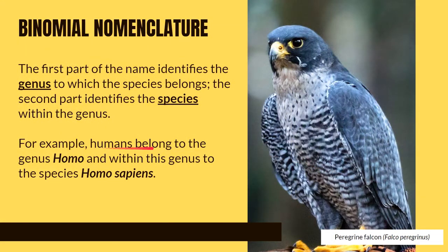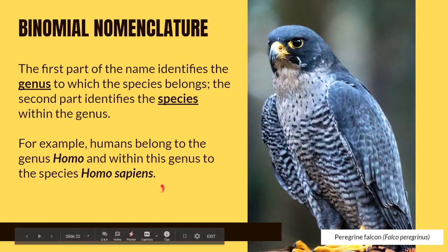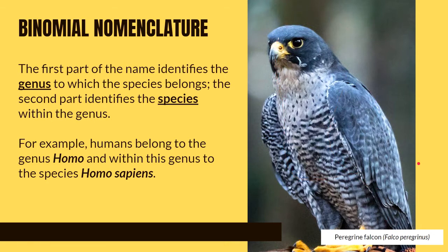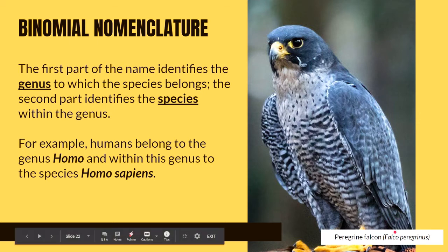So for example, humans belong to genus Homo, and within this genus, the species sapiens. So our scientific name is Homo sapiens, right? So we've seen a lot of scientific names already. This one is an image of a peregrine falcon, my favorite bird, and it has the scientific name Falco peregrinus. What comes first is the genus name. It belongs to genus Falco, and its species name is peregrinus, right? So when you write this, it's Falco peregrinus.